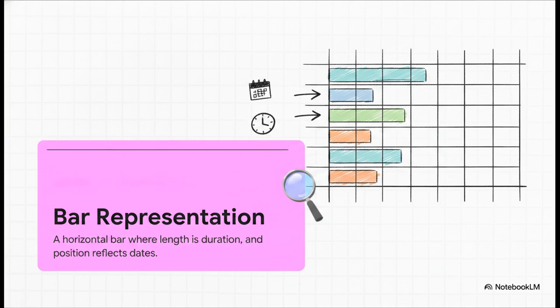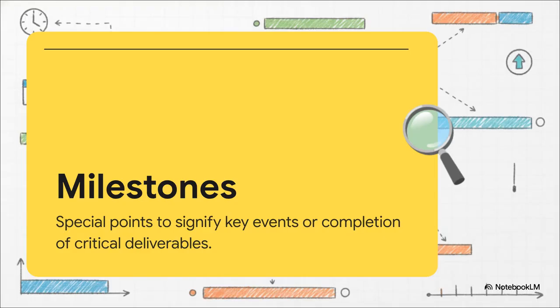It just makes time consumption instantly, intuitively obvious to the human eye. Then you have milestones. Often represented as little diamond shapes on these charts, milestones don't actually consume time. They're special points marked on the chart to signify key events like a massive project kickoff, a final design approval, or the completion of critical deliverables. Think of milestones as the major checkpoints on your project roadmap. They're there to ensure you're hitting your broader strategic goals right on time.